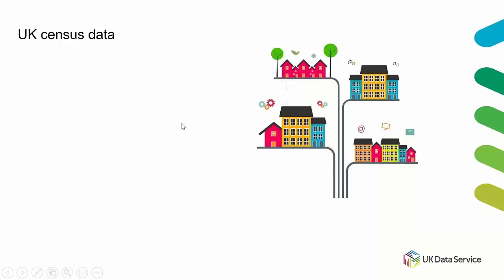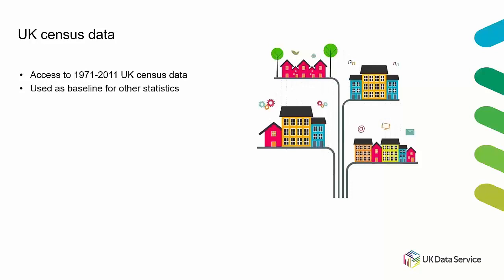Now we're going to come on to look at census data. Census data is collected every 10 years, and at the UK Data Service, we provide access to census data for the 1971 to 2011 censuses. Census data aims to cover 100% of the population, and it's often used as a baseline for other statistics. It covers many different topics, and I'll talk about these in a slide in just a minute. One really good thing about census data is that it's available in many different geographies, right down to small geographies. This makes it possible to reliably compare data across lots of different areas.